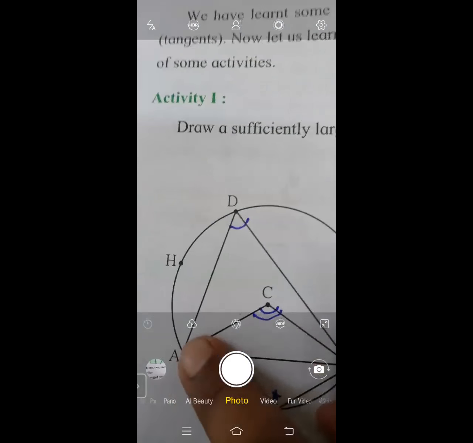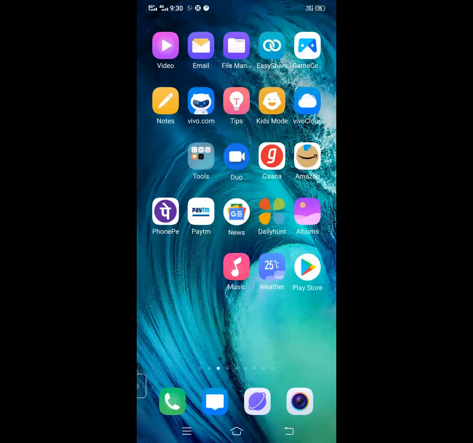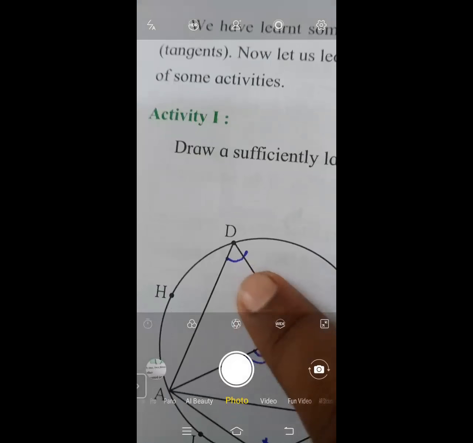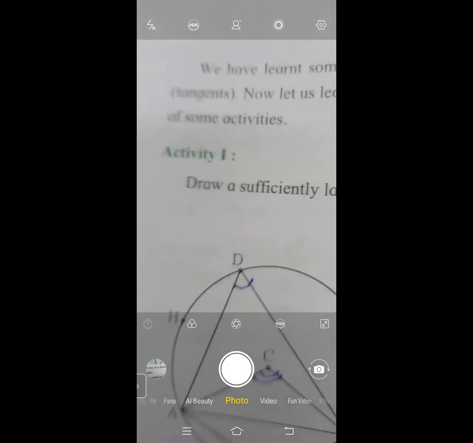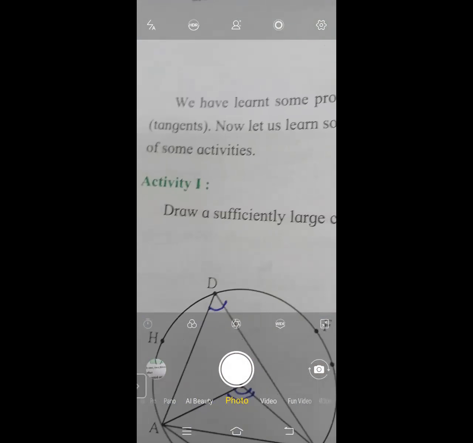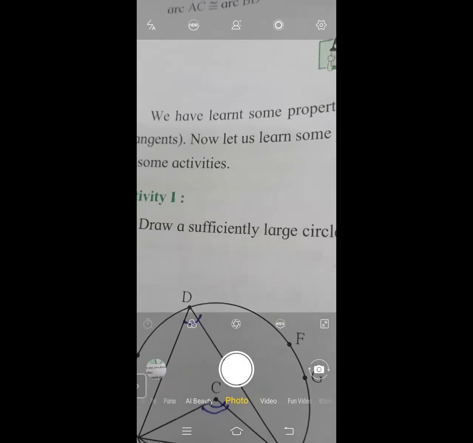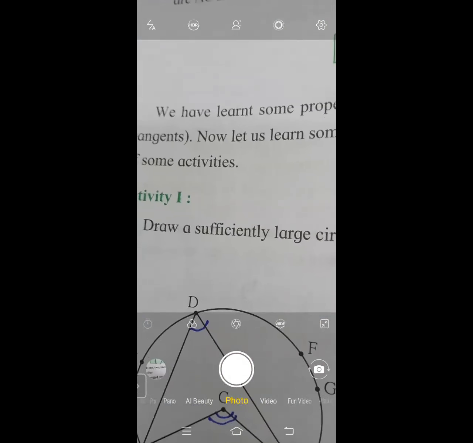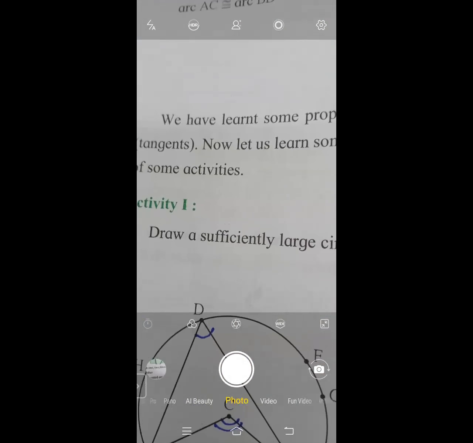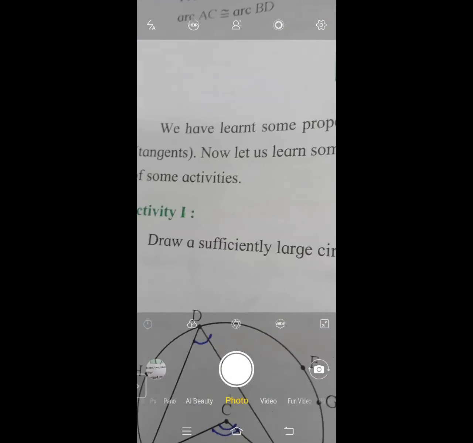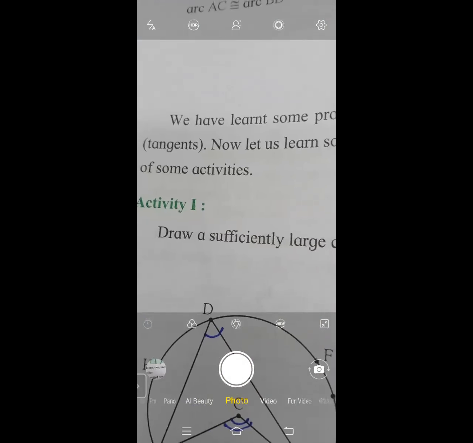Now these are the angles present on the circle. They are not central angles. So they have some relationship with them. We have to study this relationship with the help of the inscribed angle, and then we will go for the inscribed angle theorem.